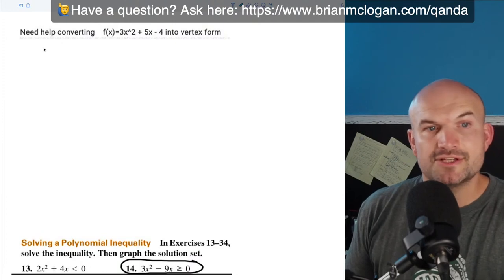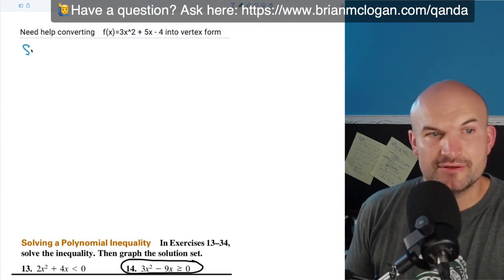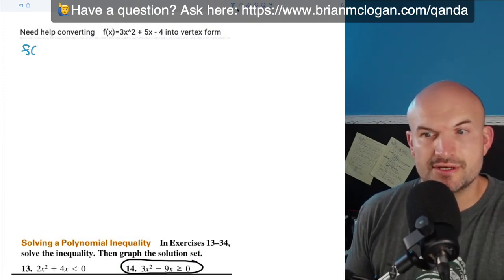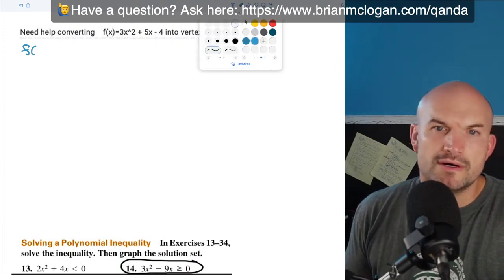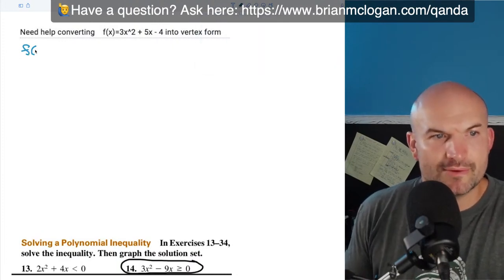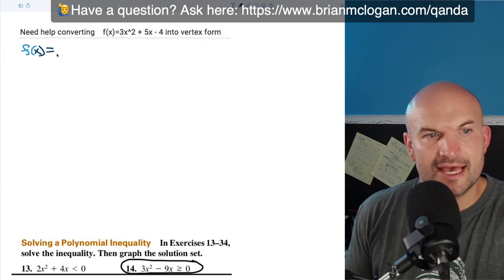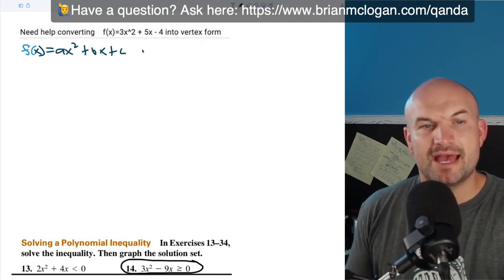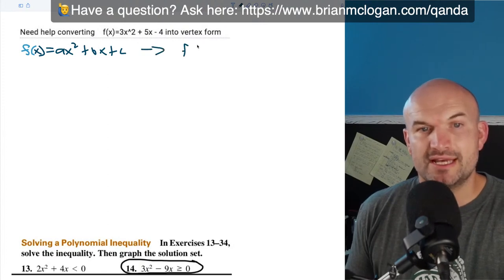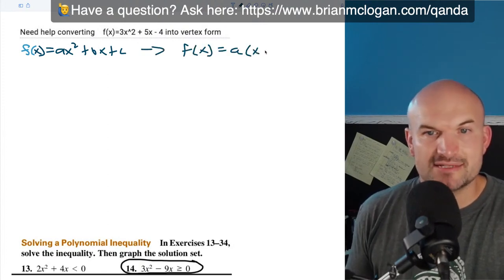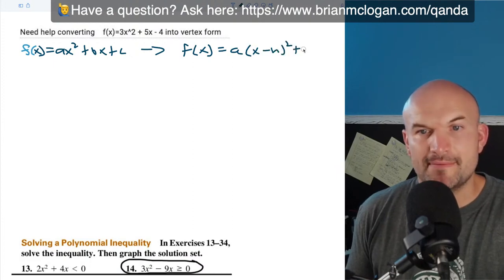Completing the square, okay? So in this case, we have a function, f of x, and let's see, it's ax squared plus bx plus c, okay? And what we're gonna do is put this in what we call our vertex form, which is a times x minus h, quantity squared plus k, okay?